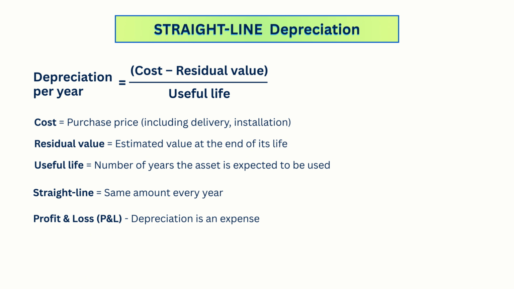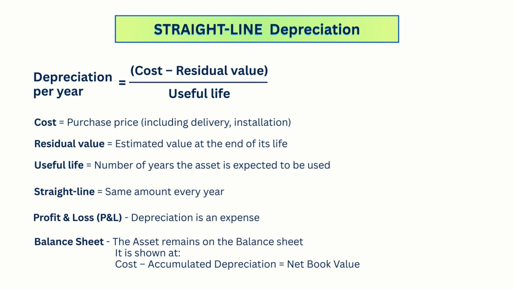Depreciation is an expense, and it is shown in the profit and loss statement. In the balance sheet, we show the carrying amount of a tangible asset, which is calculated as cost minus accumulated depreciation equals net book value. Accumulated depreciation is the total depreciation charged on the asset to date. It is shown separately so the original cost of the asset remains visible. As a result, the balance sheet shows the asset at cost, accumulated depreciation as a deduction, and the net book value as the final figure.